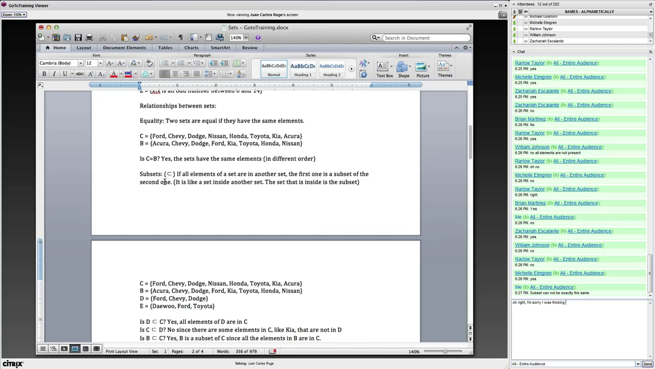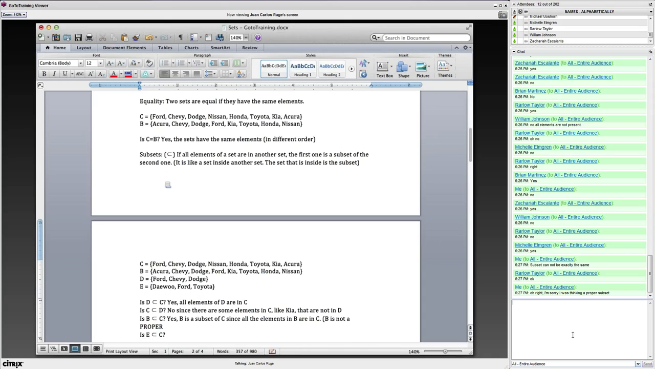Now, be careful. I'm not going to focus on this part. B is not a proper subset since they are the same. Okay, so a proper subset is a subset that is not the same set. But we're not going to be talking about proper subsets. So here, by definition, we're going to use the loose definition. Everything that is inside or the same elements.